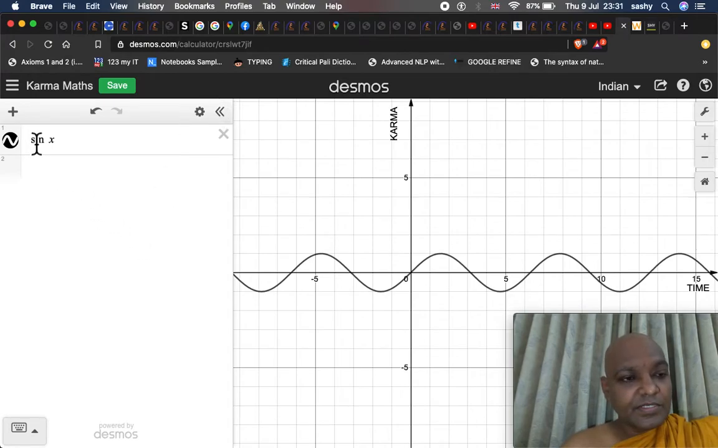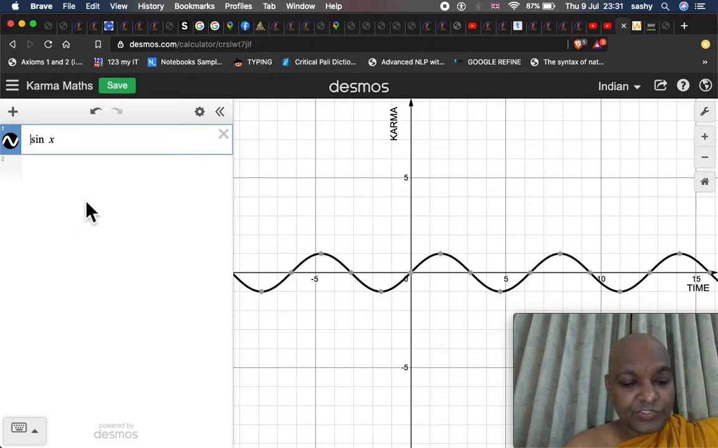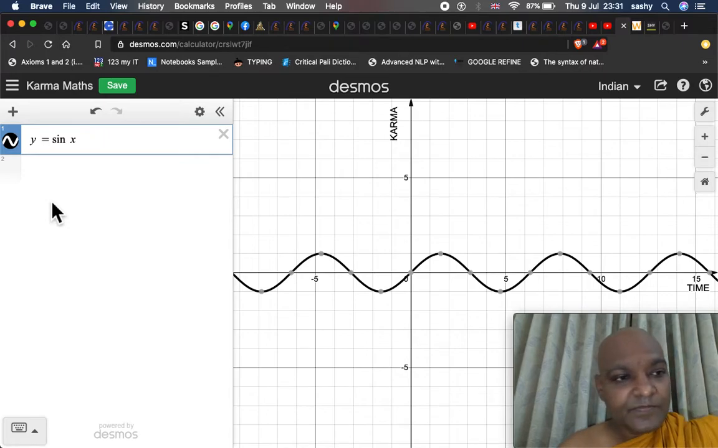Let's do this equation, which is y equals sin x. For this equation, this is the black one, and as you can see, it passes through 0, 0, and then pi by 2, and it goes on. This is the karma line, and the time. Karma is the amplitude, for example on the positive side here, from 0 to pi, and then from pi to 2 pi, it is the negative curve, negative amplitude, or negative area, and then the positive area here.